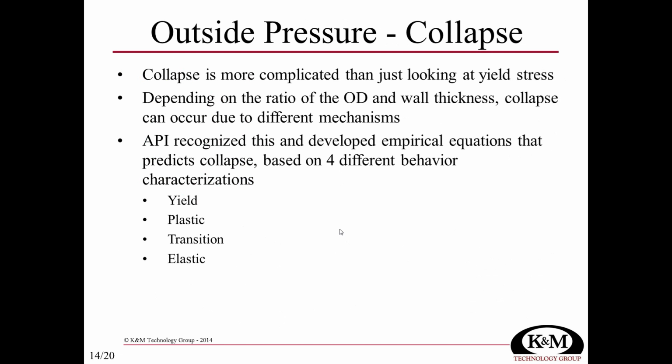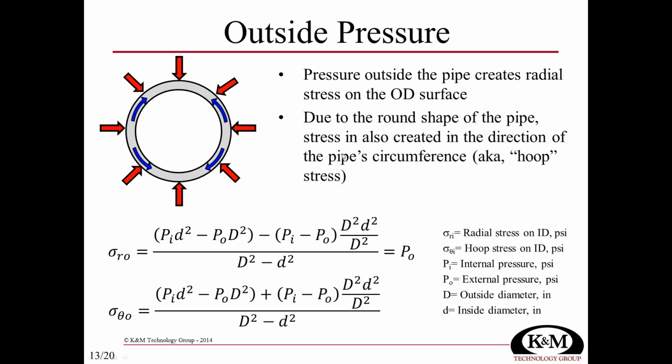So API actually came up with 4 different formulas for calculating the collapse strength of pipe depending on different phenomena, whether it's yielding, which is what we've been talking about here with the stress strain diagram, or is it some plastic deformation, is it transitional, or is it elastic? And without getting into a lot of distraction, if you're interested, just send me an email and I can send you documentation on how those things are calculated. But if you're truly trying to figure out if pipe collapses, we don't apply these equations necessarily.